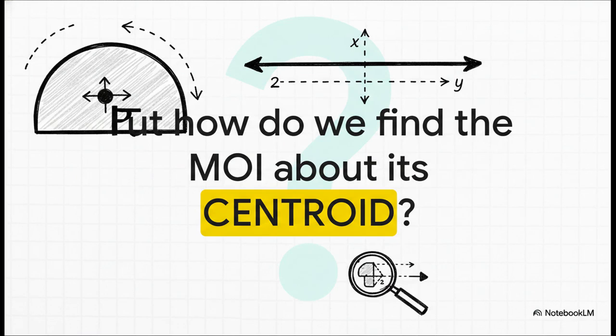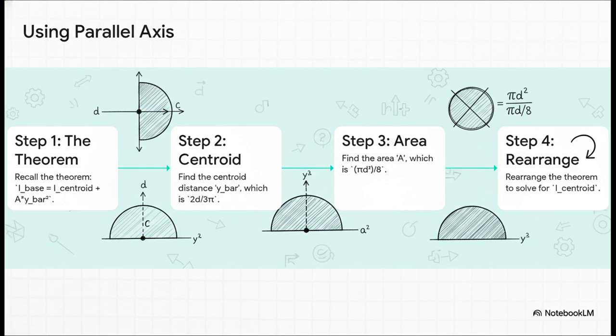Okay, fantastic. That's the base sorted. But in engineering, the axis we almost always care about the most is the centroidal axis. So the million-dollar question is, how do we find the moment of inertia about the semicircle's own centroid? You guessed it, our good old friend, the Parallel Axis Theorem, comes to the rescue again. The theorem states, I base equals I centroid plus A times y bar squared.